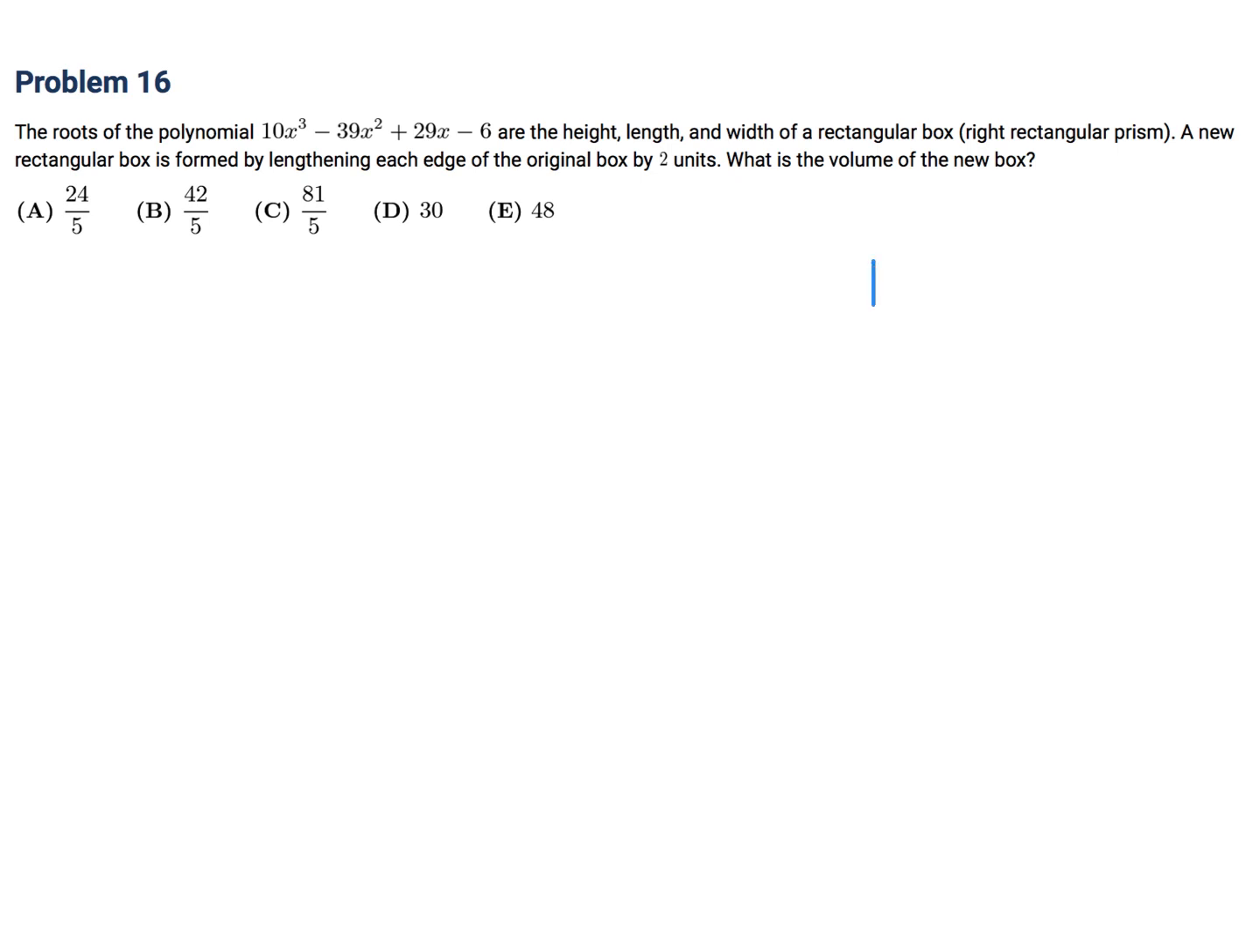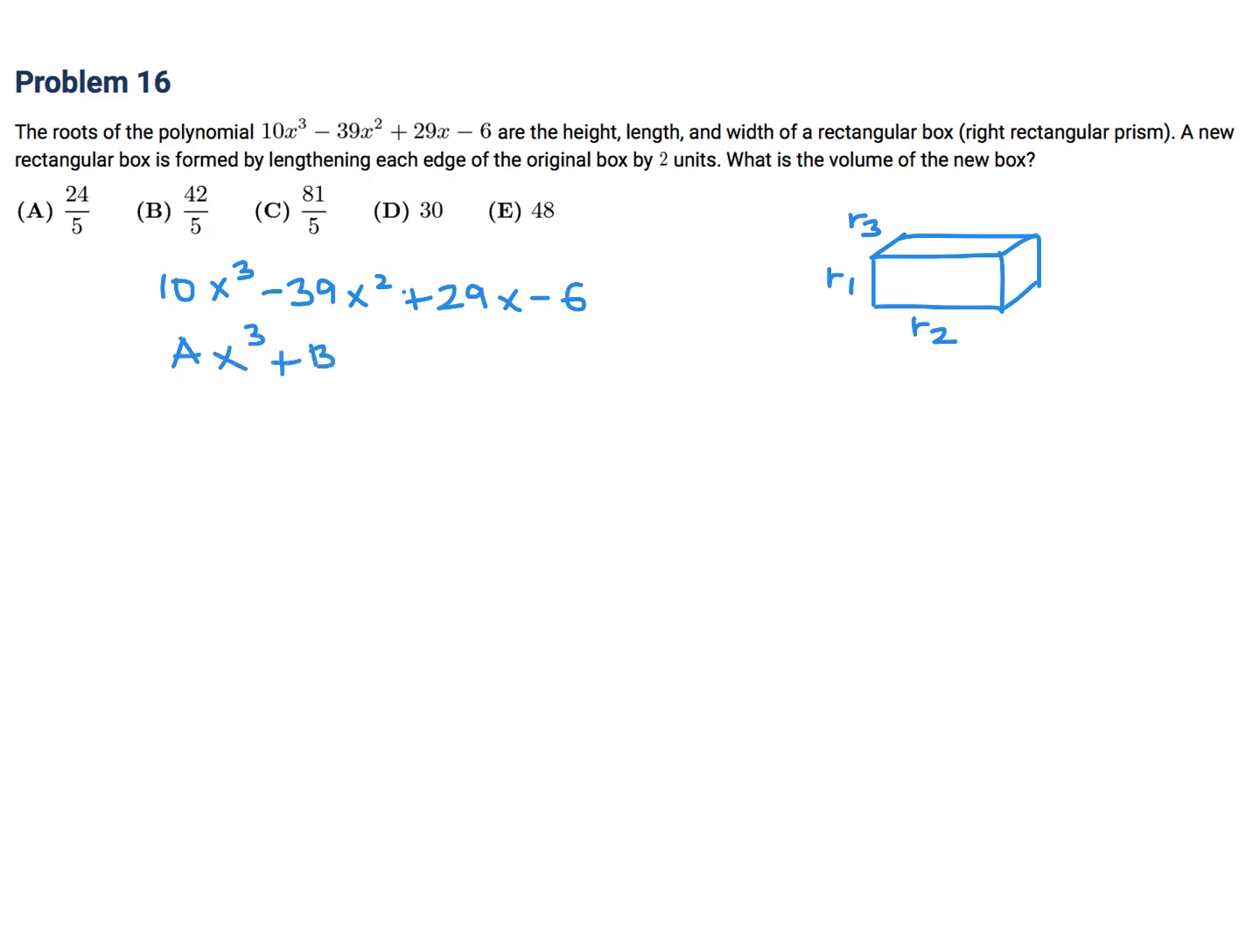All right, so we've got this box here, and it has the dimensions that are the roots. So I'll just call them R1, R2, and R3. And our equation is 10x cubed minus 39x squared plus 29x minus 6. I'm just going to write it as ax cubed plus bx squared plus cx plus d. And we will use our famous Vieta's formula, which you may remember or may not. If you don't remember, not a problem, I'll go through it.